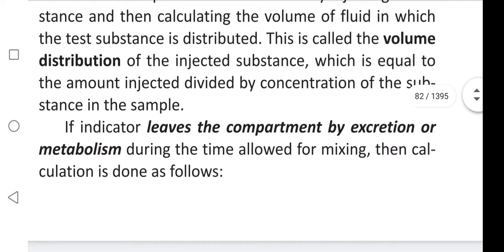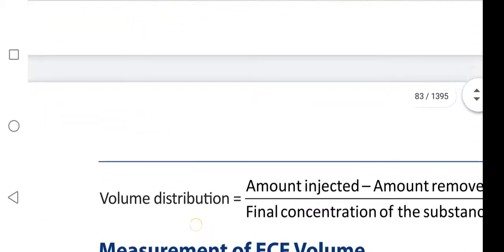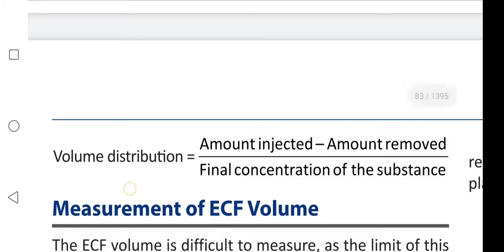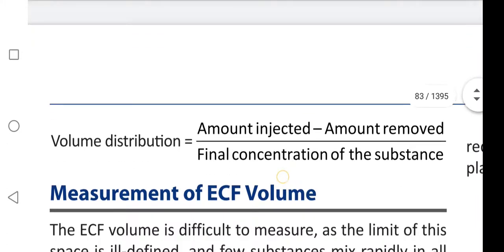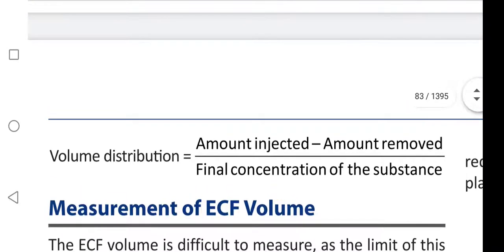If the indicator leaves the compartment by excretion or metabolism during the time allowed for mixing, then the calculation is done as follows. Volume distribution is equal to the amount injected minus the amount removed, divided by the final concentration of the substance.